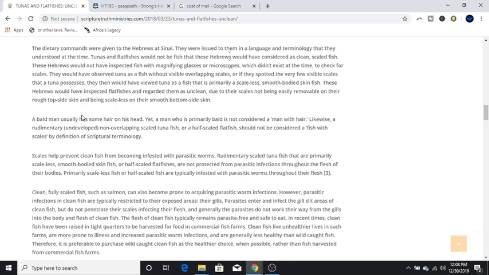These Hebrews would not have inspected fish with magnifying glasses or microscopes, which didn't exist at the time, to check for scales. They would have observed tuna as a fish without visible overlapping scales, or if they spotted the very few visible scales that a tuna possesses, they would have viewed tuna as a fish that is primarily a scaleless, smooth-bodied skin fish. These Hebrews would have inspected flatfishes and regarded them as unclean due to their scales not being easily removable on their rough top side skin and being scaleless on their smooth bottom side skin.